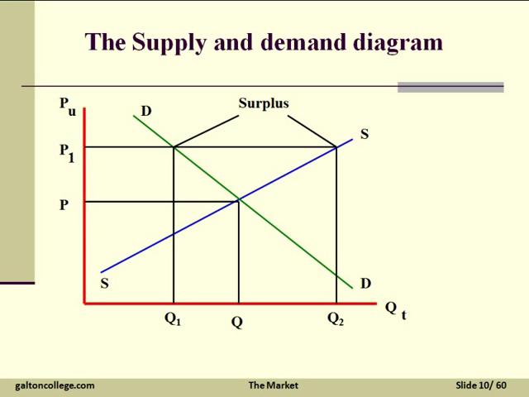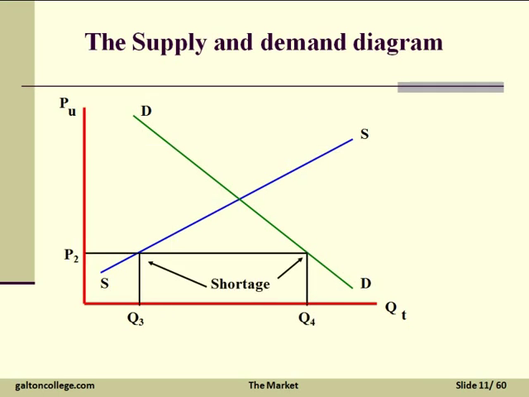We can do exactly the same thing for a price of P2, where there's a shortage. In this case, the demand is greater than the supply. At P2, the consumers want a lot of this good, and the suppliers are only supplying a small amount. It's not very profitable, so the suppliers are only supplying, let's say, Q3, whereas the demand is Q4. The difference between the two is the shortage.